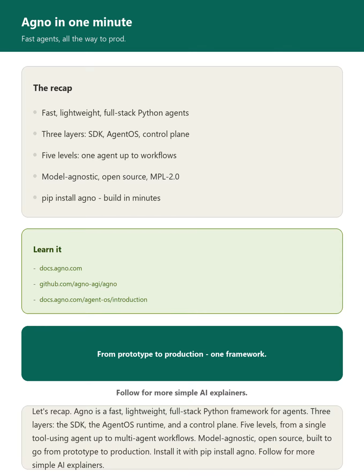Agno is a fast, lightweight, full-stack Python framework for agents. 3 layers, the SDK, the AgentOS runtime, and a control plane. 5 levels, from a single tool using agent up to multi-agent workflows. It's model agnostic, open source, and built to go from prototype to production. Install it with pip install Agno, and build your first agent in minutes.